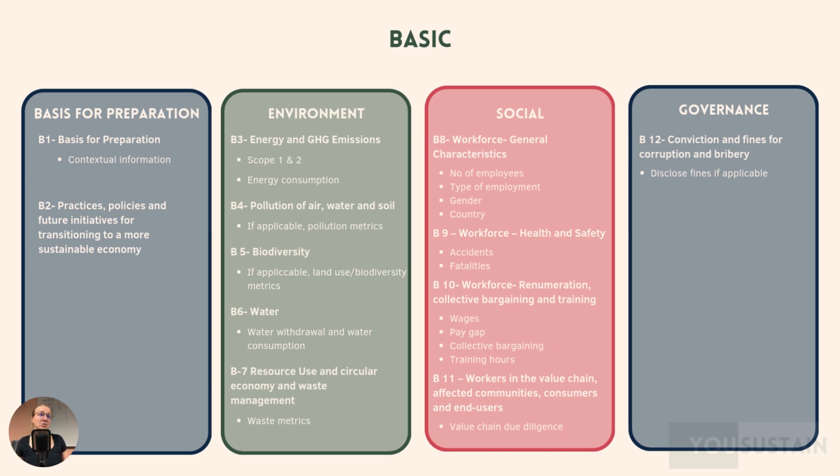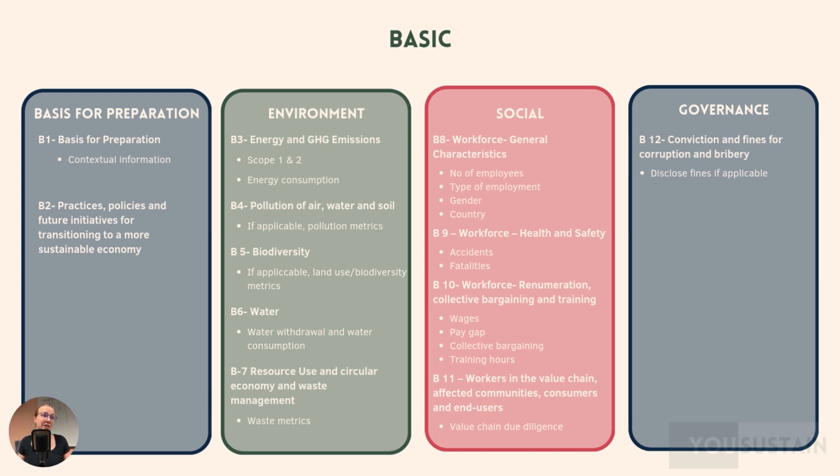And then we have the social metrics, which are also quite easy. Hopefully you know the number of employees that you have, the type of employment that they have, their gender, and the country where they're stationed. Should be simple enough. And then health and safety in the workforce. Here you have to record if there have been any accidents or fatalities. So hopefully there's been none, but if there have, they need to be reported on. Then you also report on some things like, I always struggle with this word, remuneration, collective bargaining, and training, which should all be HR data that you actually have on hand.